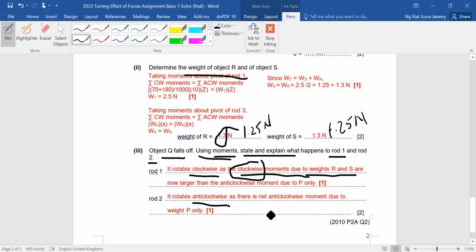Likewise in the other case, when I talk about rod 2, since only P is left, there is only an anti-clockwise moment. There isn't even a clockwise moment in this case because Q has disappeared. Alright, so that's how to answer the questions.